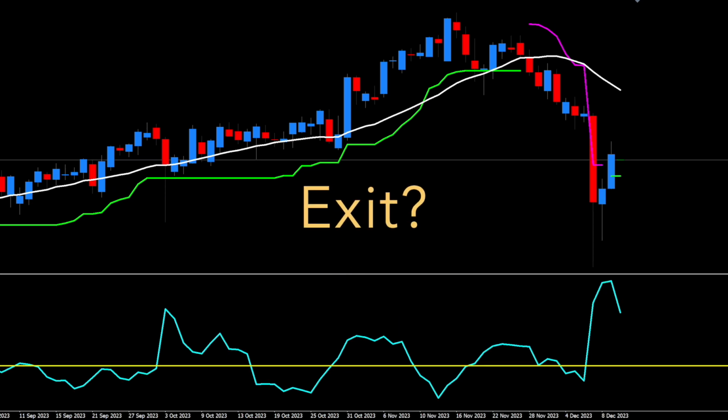Okay, we've got an interesting situation here. We just got an exit signal. Does that mean we need to exit even though we just got in on a strong short momentum? If you're following your rules, then absolutely. So that trade would have been a loss.